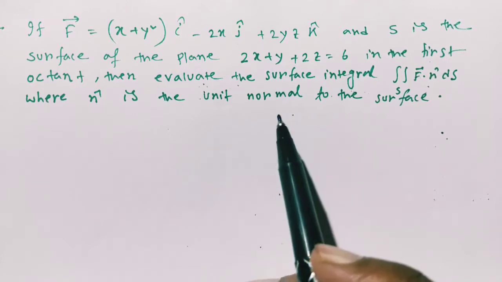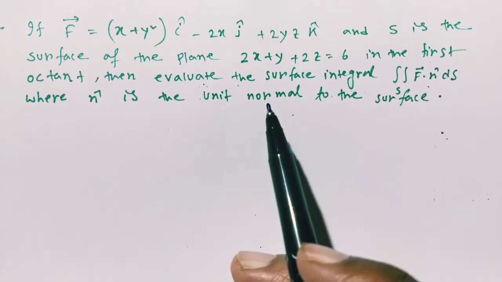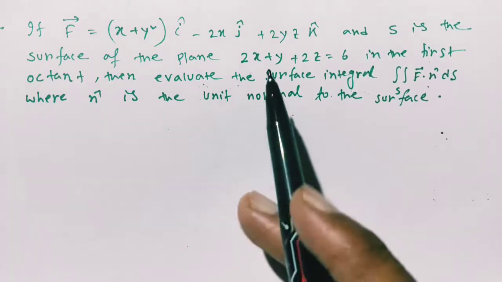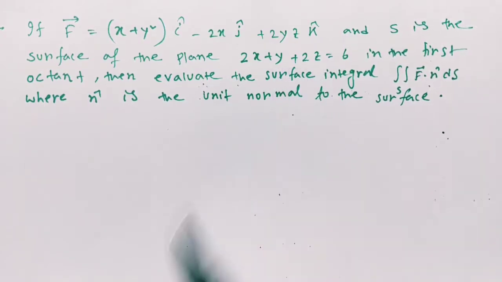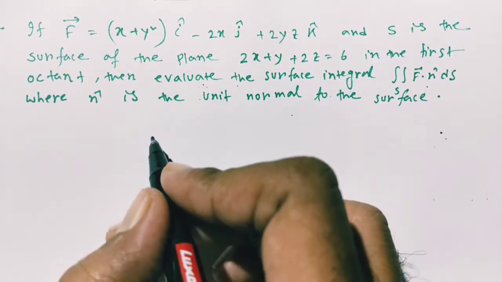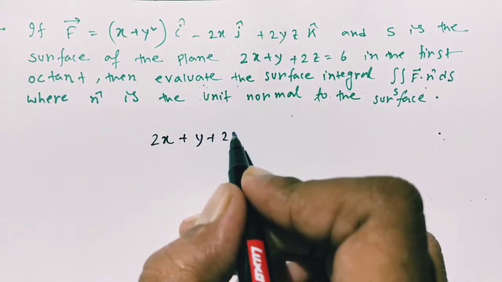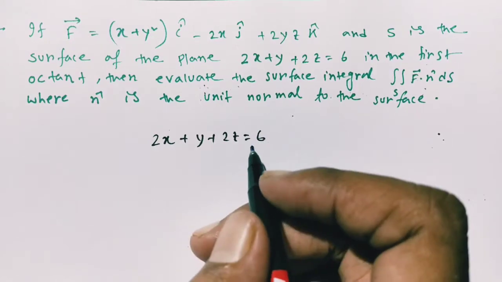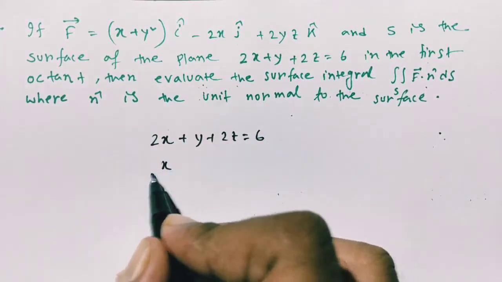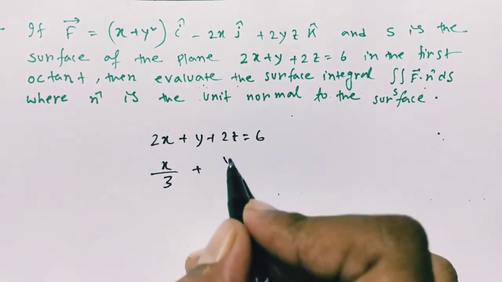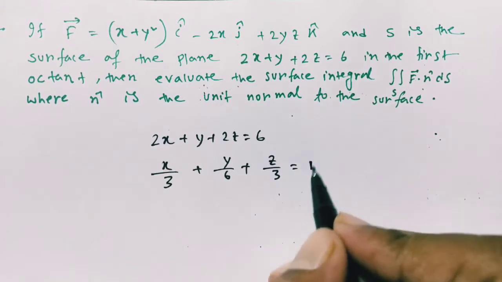So at first we have to look at the surface on which we have to carry out the integration. Here the given surface is 2x plus y plus 2z equals 6, and this can be written as, if we divide by 6, x by 3 plus y by 6 plus z by 3 equals 1.